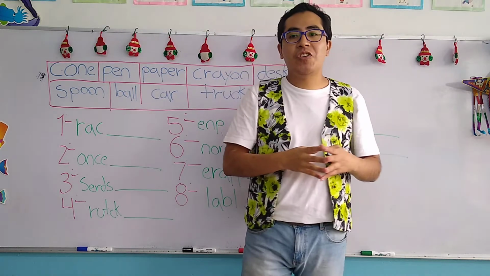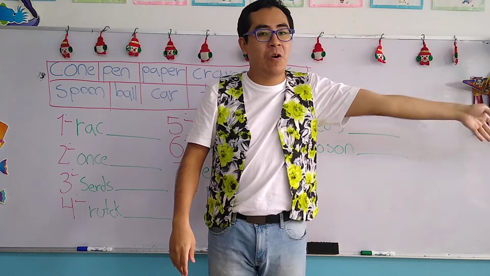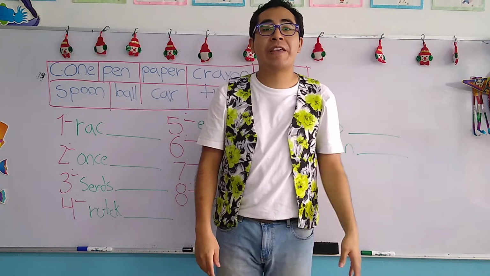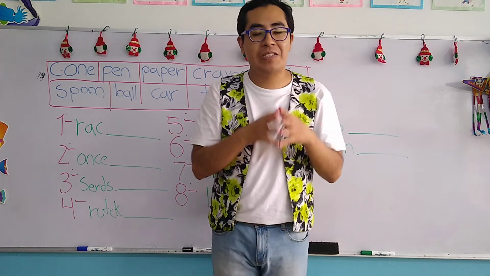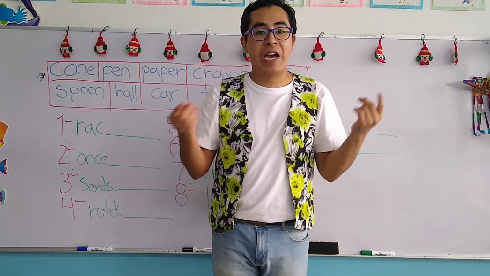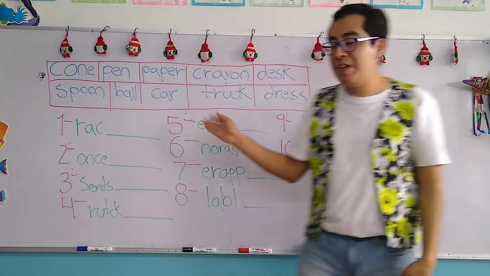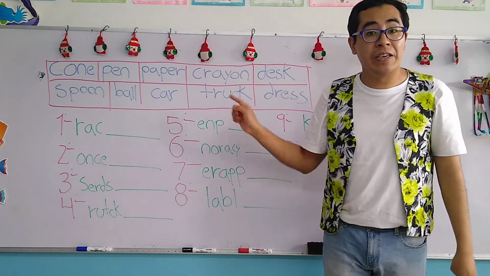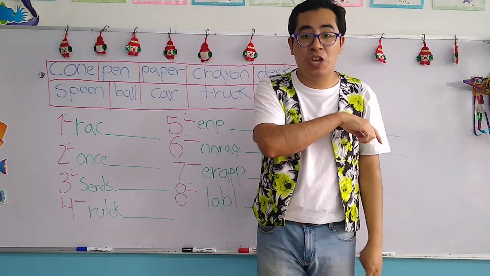So, today, my children, we're going to continue with the review of all the objects, all the vocabulary that we have seen so far. Todo lo que hemos visto hasta este momento. For this, we have two activities. The first activity appears right here on the whiteboard. And this activity is similar to the one that we saw yesterday.